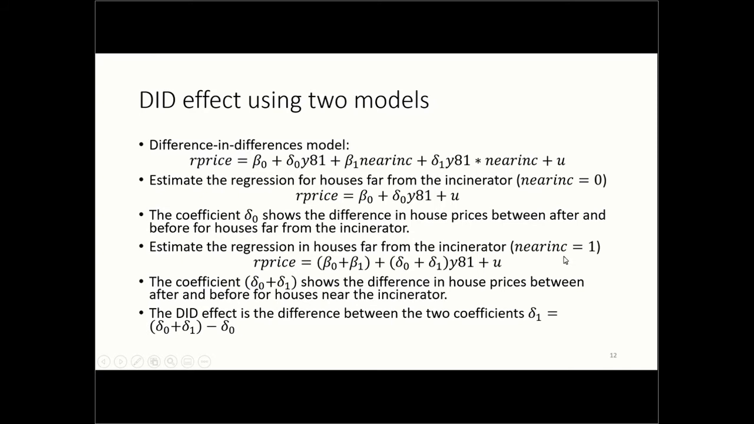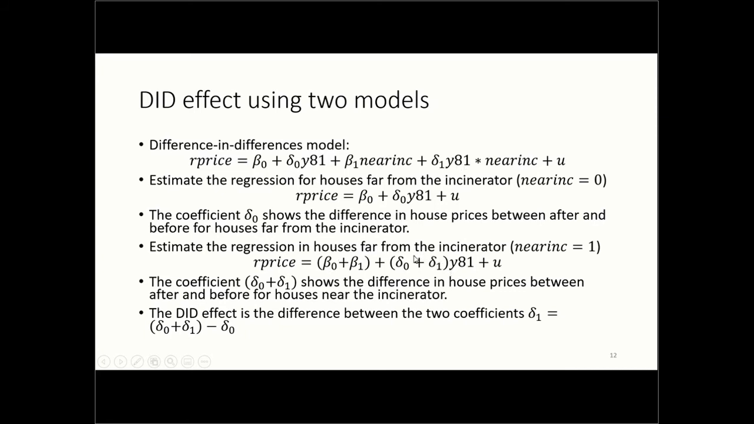So what we would have here is that if near the incinerator equals 0, this term would drop out, this term would drop out. So we just basically have this term plus this term. And then if near the incinerator equals 1, then we would have all of these terms accumulated here.